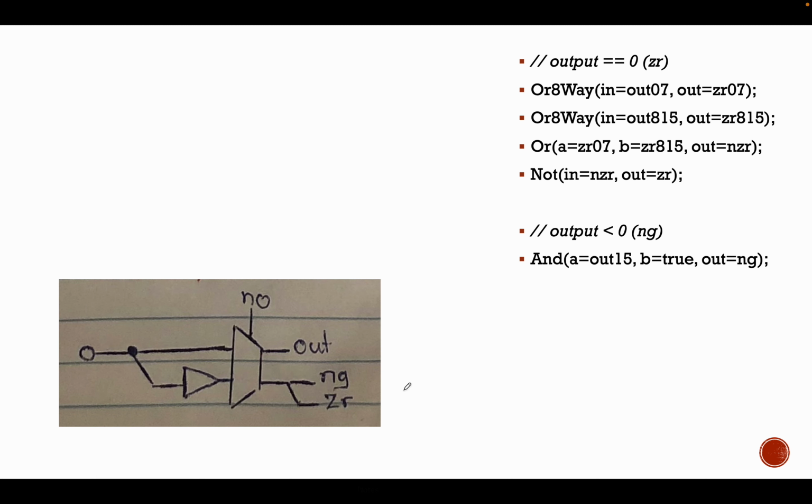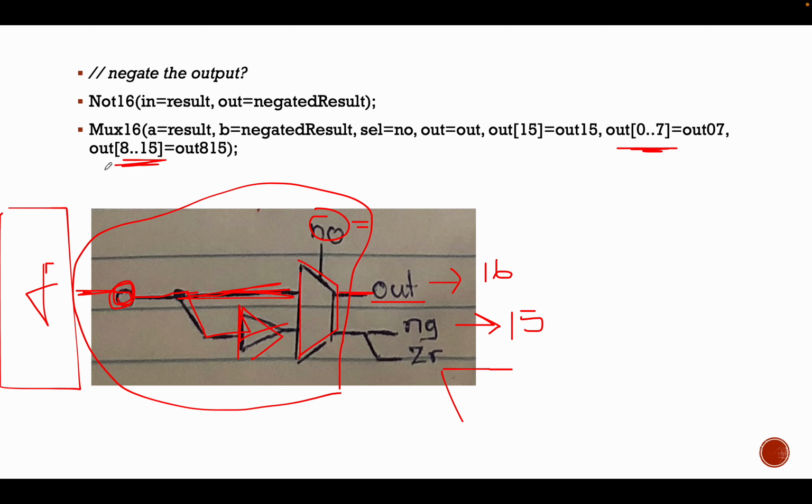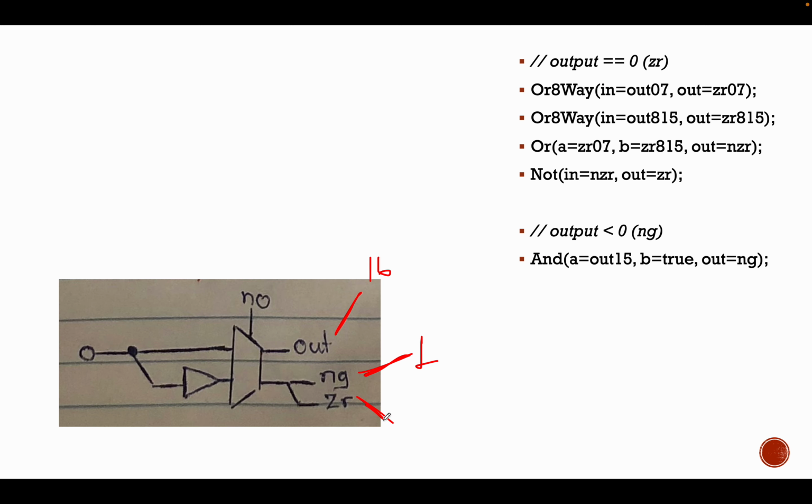Now, the output for NG and ZOR. NG, like I've told you, is a single bit output, so it produces one single bit. Remember, this output here is 16-bit. NG is a 1-bit output, and ZOR will produce the bits from 0 to 7, and from 8 to 15. So we must convert them to 1-bit output too. Remember, in the end we want 1 bit for each.